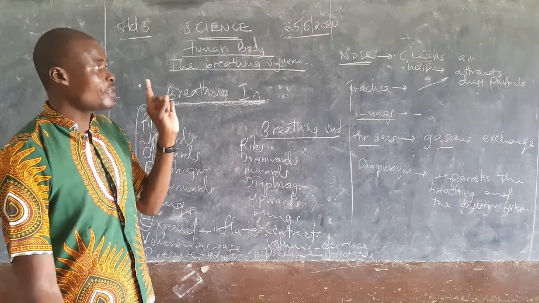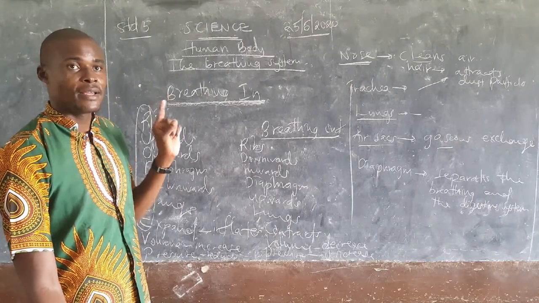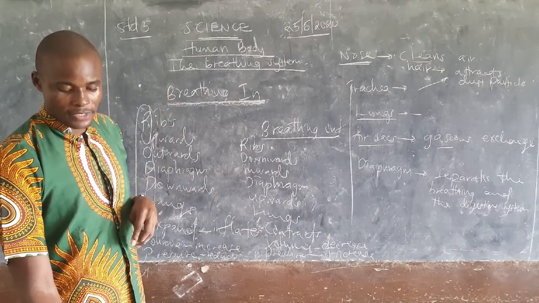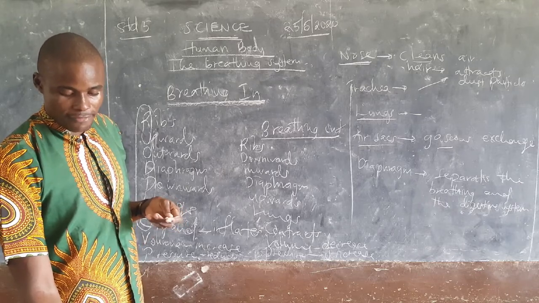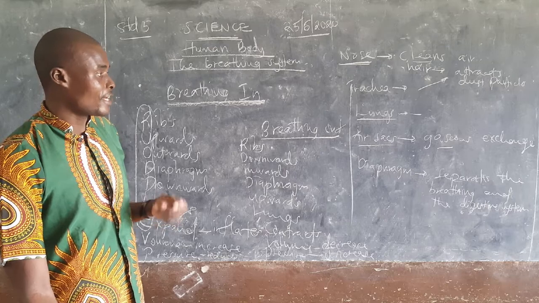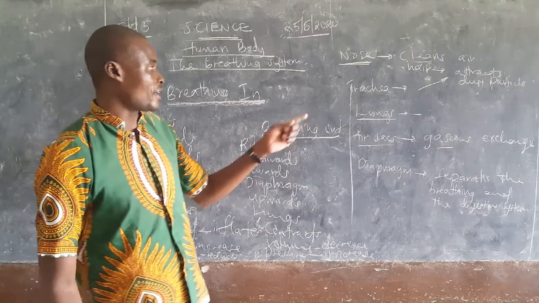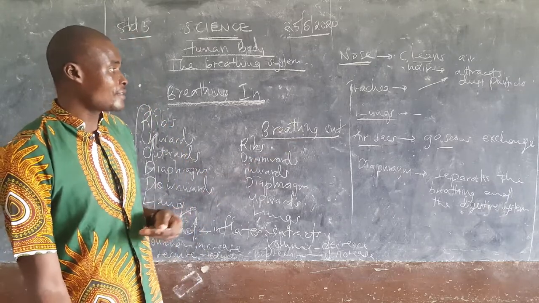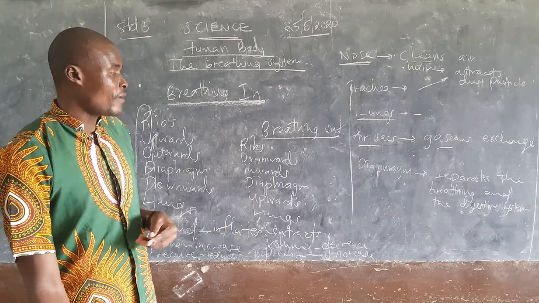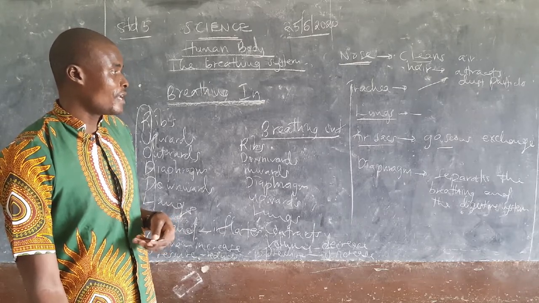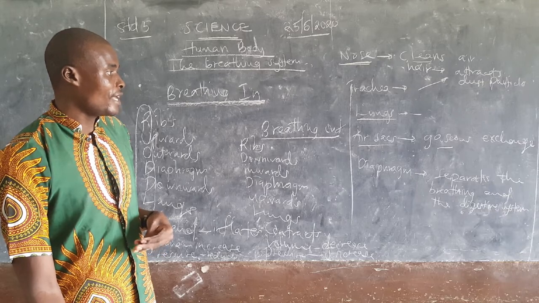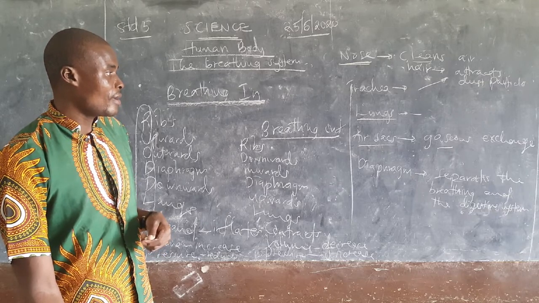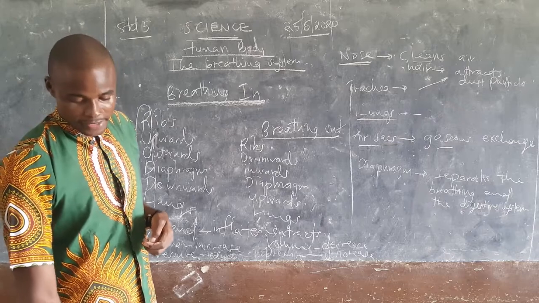The first one is the nose. That is a very important part of the breathing system, a main part. From the nose, we have the trachea, that is also a major one, followed by the lungs, the third one. Then we have the diaphragm, and lastly, we have the air sacs, where gaseous exchange takes place.